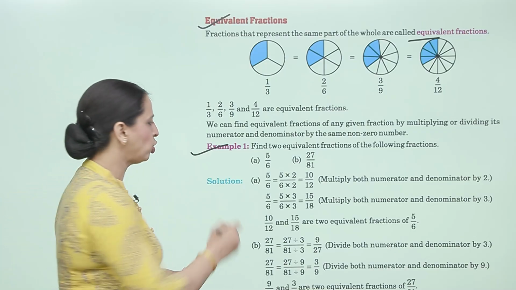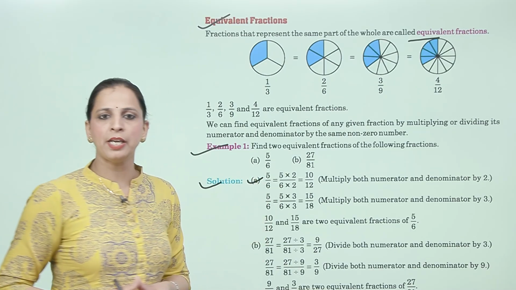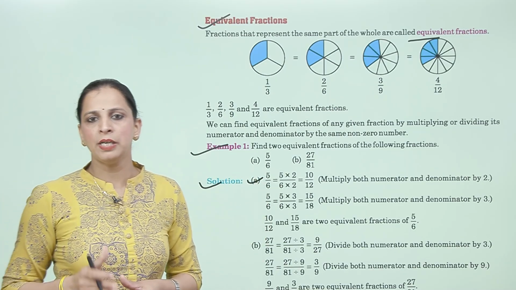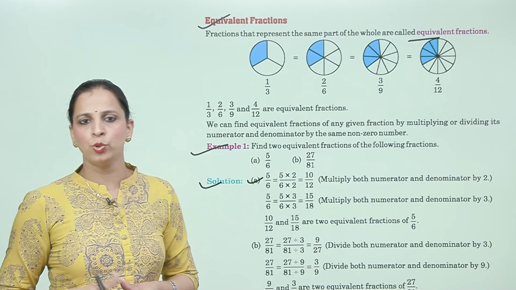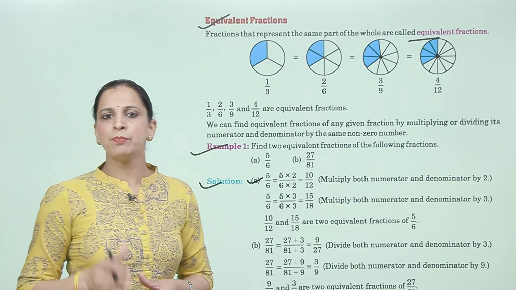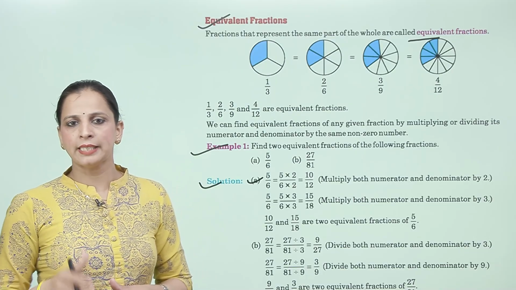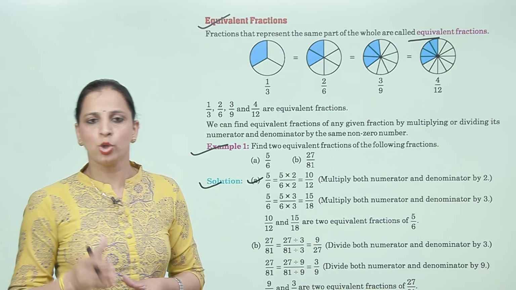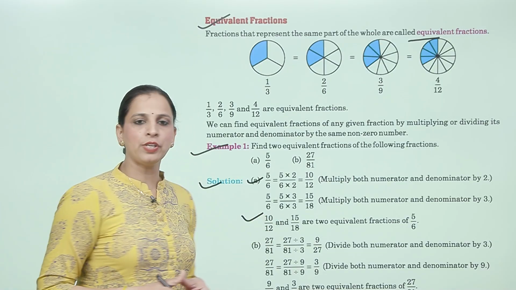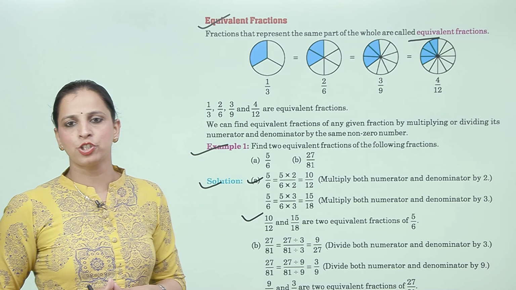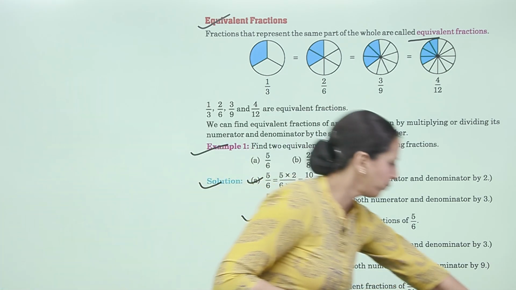Example 1. Find two equivalent fractions of the following fractions. A is 5 by 6. Solution. 5 by 6, multiply both numerator and denominator by 2, that is 10 by 12. 5 by 6, multiply both numerator and denominator by 3, that is equal to 15 by 18. So, 10 by 12 and 15 by 18 are two equivalent fractions of 5 by 6.